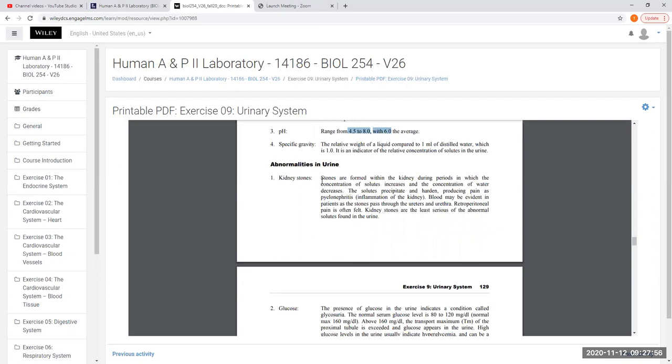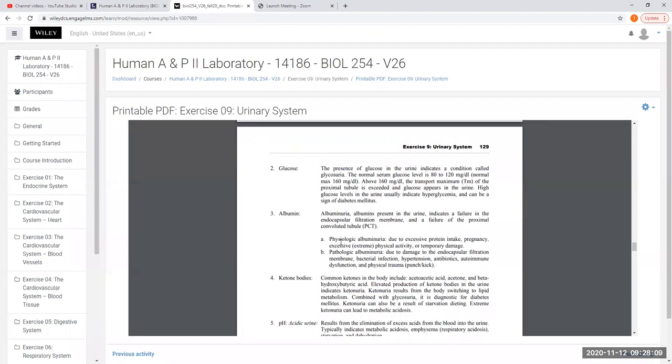You've heard of kidney stones before. Read through this paragraph. Learn about pyelonephritis, an inflammatory response in the kidney, right? A couple of these I definitely want to focus on because they're in the urinalysis.